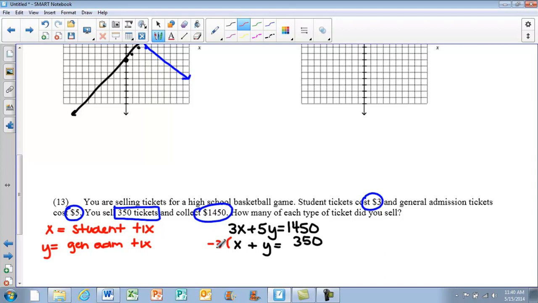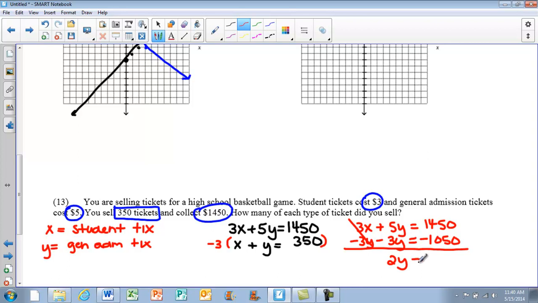So I'm going to multiply this bottom equation by -3 so I can get rid of my X values. So I have 3X plus 5Y equals 1,450. My second equation is going to be -3X minus 3Y equals -1,050. So now I'm going to add these together. These cancel out, and I have 2Y equals 400. Divide both sides by 2, and I have Y equals 200.